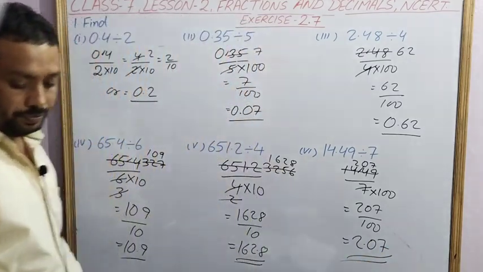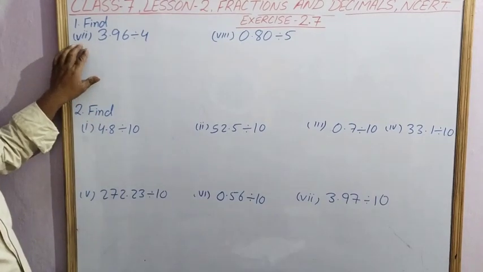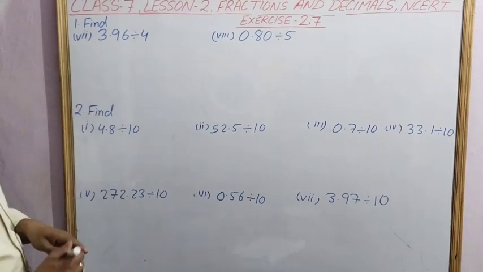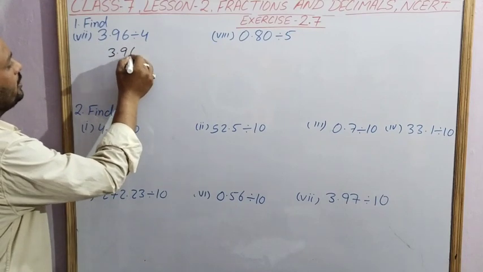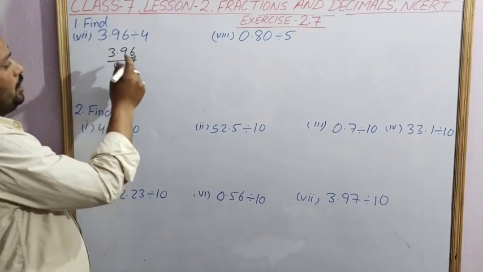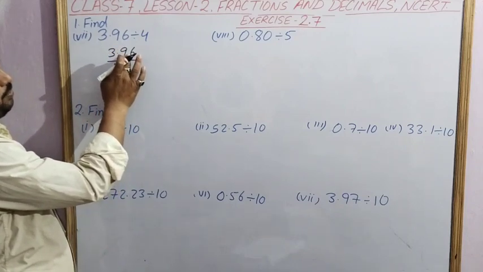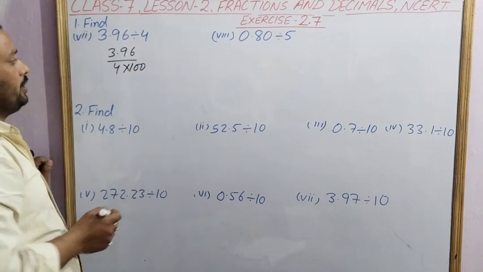Question number 7 of question number 1 is 3.96 divided by 4. Now remove this decimal. Since there are 2 digits after the decimal, we will multiply by 100.